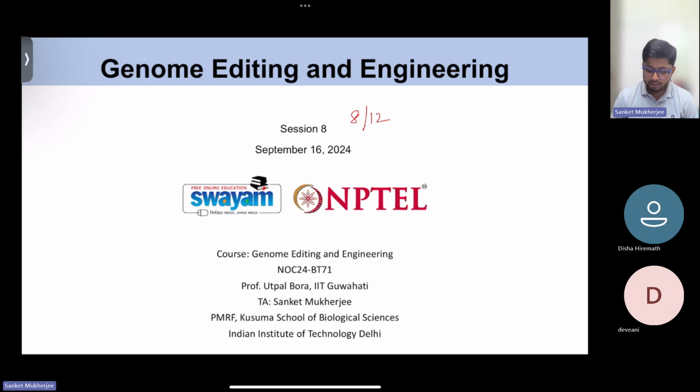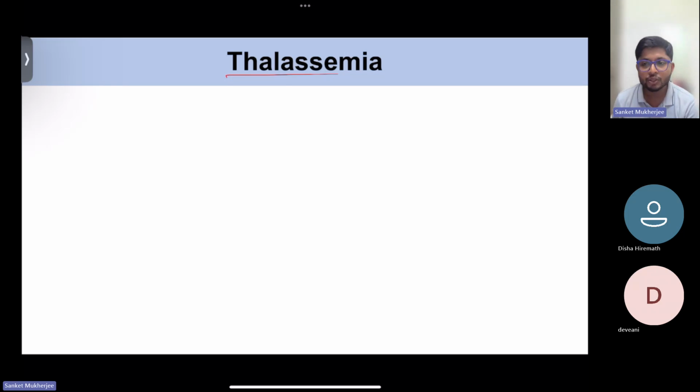So today we will be discussing three diseases, as I already told you, the first of which is thalassemia. We know that thalassemia is a blood disorder. It happens when there is not enough production of hemoglobin in the body, right? The shortage of hemoglobin causes a reduction in the number of RBCs. RBCs are reduced in number because of the absence or shortage of hemoglobin, right?